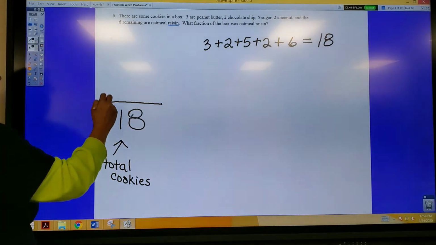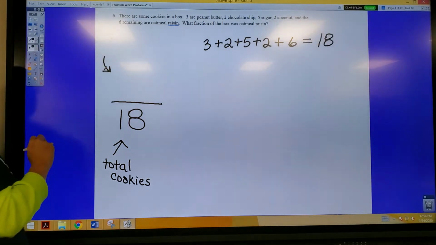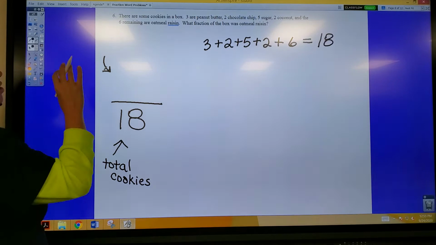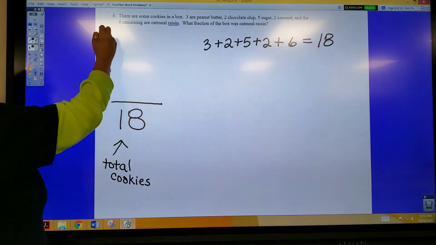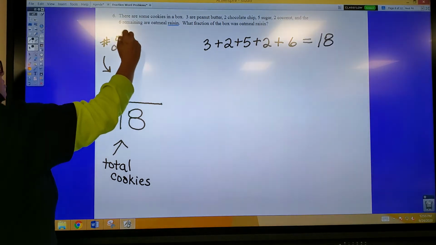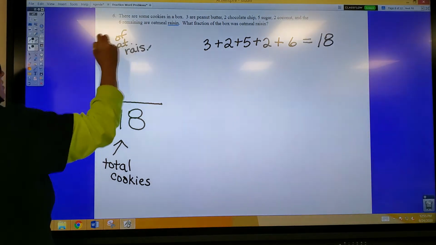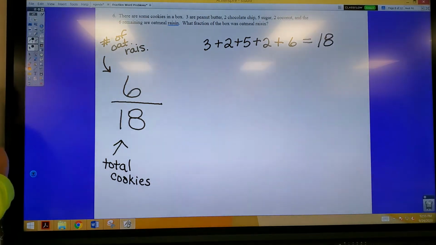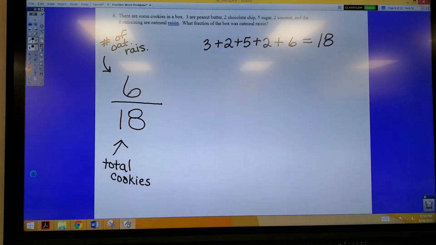So 18 total cookies. The numerator is going to tell you what specific type of cookie we're talking about, and it says what fraction of the box was oatmeal raisin. So this would be the number of oatmeal raisin. I'm going to abbreviate that. And how many were oatmeal raisin? 6. So 6 over 18. But you're not finished yet, because what do you need to do to 6 over 18?